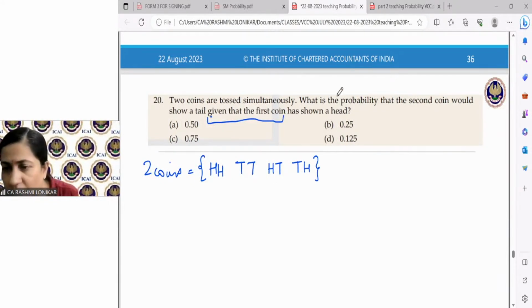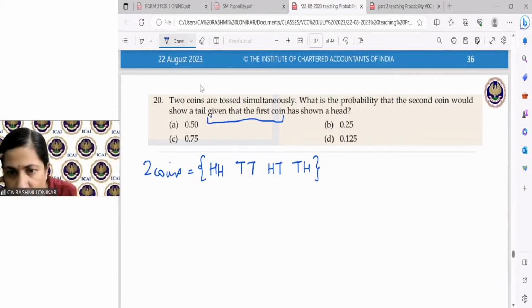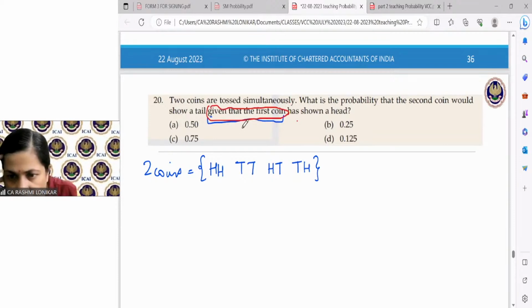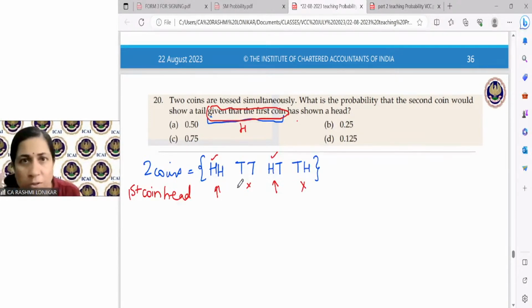Here why it is important is, what is the probability that the second coin would show a tail given the first coin? This is the most important thing. Given that the first coin is a head. Okay, in this case, the first coin is a head. I'm just talking of the first coin being a head. I'm not saying that is the answer. First coin is head over here, first coin is head over here. These two are out of question. So only these two are possible where the first coin tossed has a head.